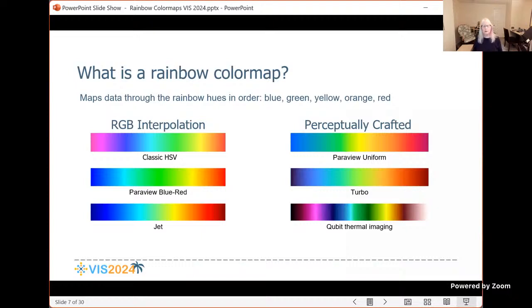The ones on the right are perceptually crafted. That is, they have been designed knowing the problems that I just put on the previous slide. ParaView Uniform was designed by Colin. Turbo was designed at Google. It's similar to ParaView Uniform, but somewhat more rounded and smoothed in the center. And then this qubit thermal imaging one is idiosyncratic, but is used in the thermal imaging product. Point number 1, when you talk about a rainbow, which one are you talking about?